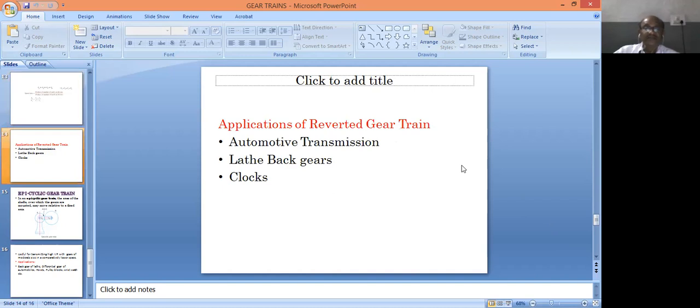Then the applications of gear trains. Automatic transmissions, clocks, and back gear used in the lathe. These are some applications where we can make use of the reverted gear train.